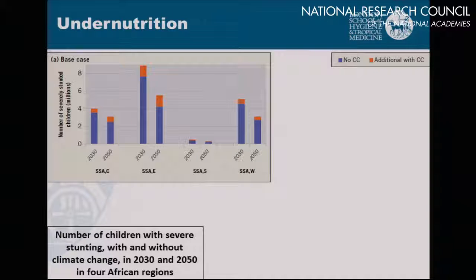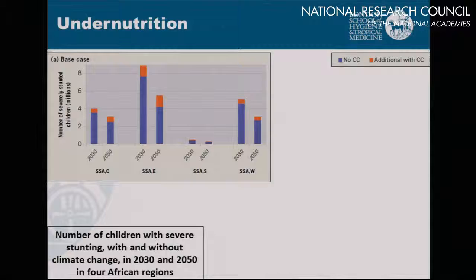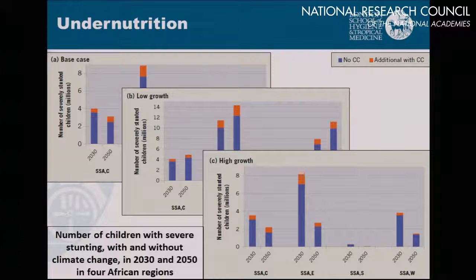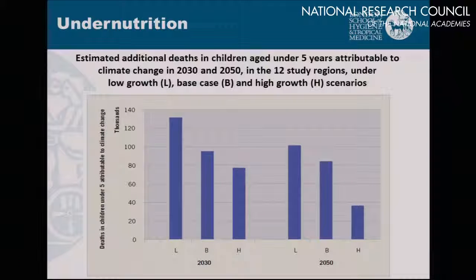So you've got the regions, so you've got Sub-Saharan Africa, Central, East, South, and West. So again, quite significant regional differences even within Africa. And then you see, this shows more clearly the contribution of climate change, which is the orange bits. So blue is the future world without climate change, and then you add in the climate change bit on the top. So you can see overall climate change is still a relatively small contribution to the overall burden of disease as well. And that was stunting, and then this other step of converting it into deaths.